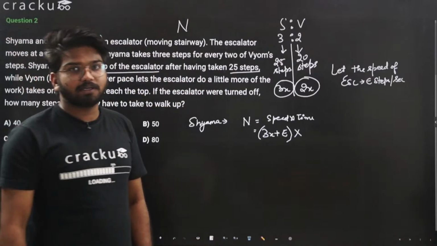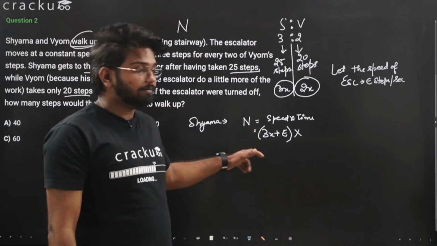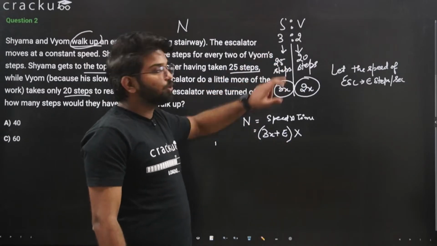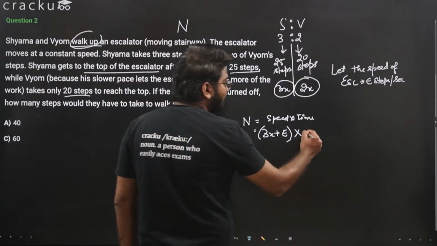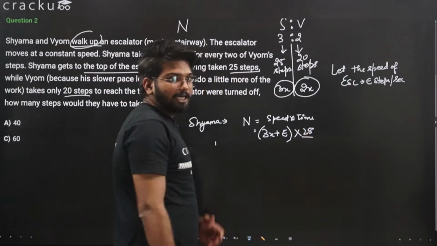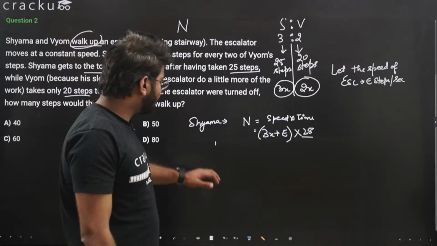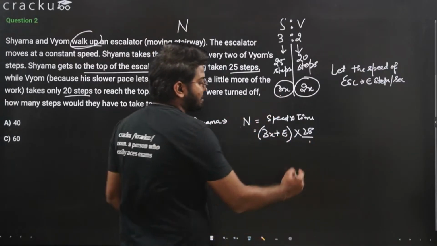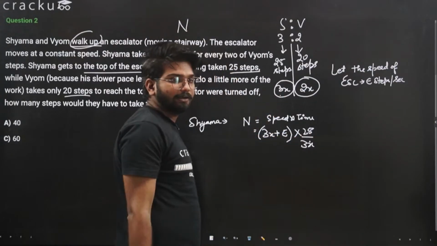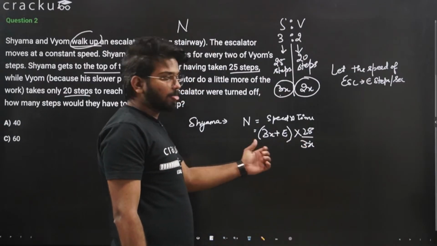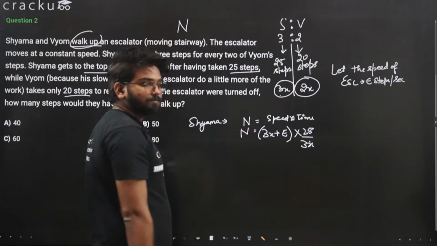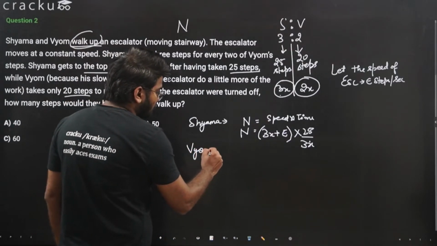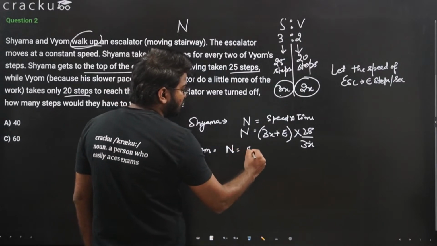How much time has Shama taken to reach the top? We know that Shama has taken 25 steps. Distance divided by speed is equal to time. We know that distance is 25 and speed is 3x, because he is covering 3x steps per second. So this is equal to time, and time into speed is equal to the number of steps. Let's do the same for Vyom also. Again, for Vyom, n is equal to speed into time.